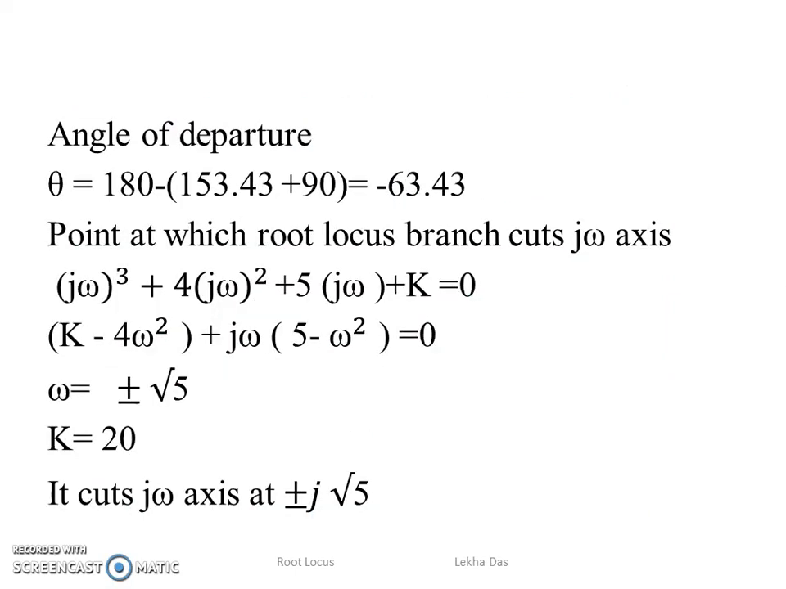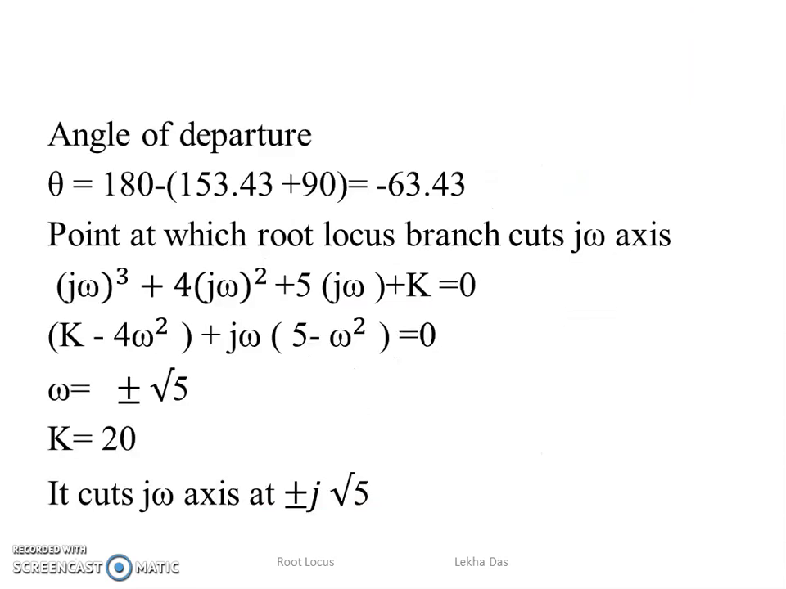Now, for the point at which the root locus branch cuts the j omega axis, put s = j omega in the characteristic equation. So you get the equation as (j omega)³ + 4(j omega)² + 5(j omega) + K. Equate the real and imaginary parts equal to 0. You get omega equal to 0 or ± root 5. So take the point omega = ± root 5. And from the real part, you get K = 20. That means at root 5, the value of K is 20.